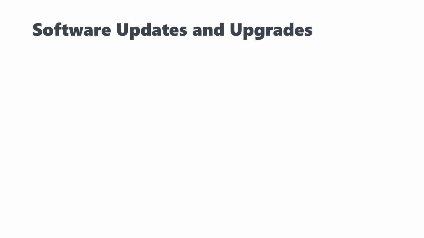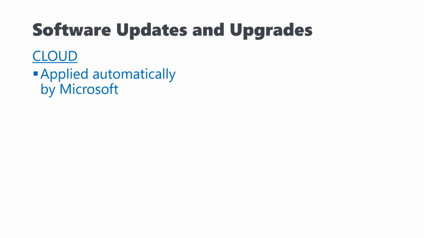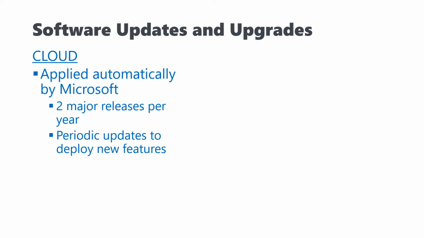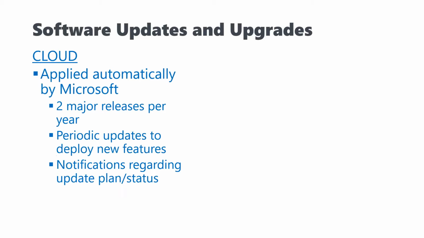Next, let's talk about how software updates get applied. On the cloud, software updates are applied automatically by Microsoft. There are 2 major releases per year, or waves they call these, one in the spring and one in the fall. And then there are monthly or periodic updates that are also deployed throughout the year to address issues. Notifications can be set up to alert you of when these updates are scheduled and when they have occurred.